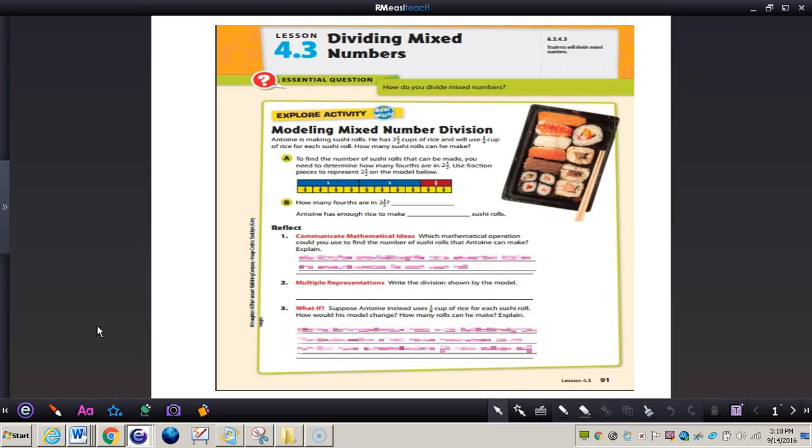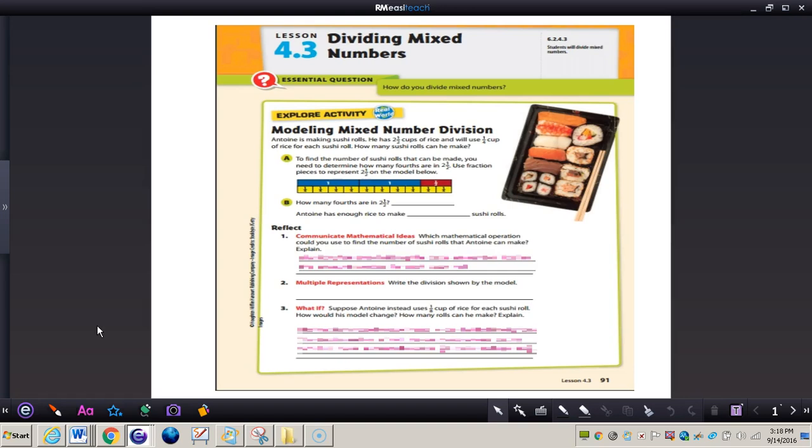So let's take a look at page 91 in your Go Math book. The Explore activity. It says modeling mixed number division. So it says Antonio is making sushi rolls. He has 2½ cups of rice, and he will use 1/4 cup of rice for each sushi roll. How many sushi rolls can he make? So we can see for section A, it says to find the number of sushi rolls that can be made, you need to determine how many fourths are in 2½.